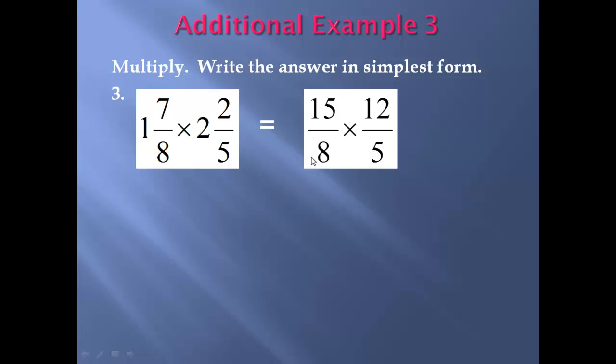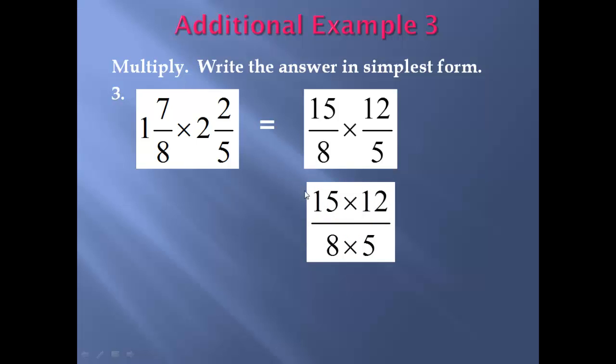Now we're going to multiply the numerators and multiply the denominators. So we have 15 times 12 on top and 8 times 5 on the bottom. Now we look to see if we can simplify. 5 and 15 can both be divided by 5. So 5 divided by 5 is 1, and 15 divided by 5 will be 3. Now we can see if we can simplify 12 and 8. We can divide both 12 and 8 by 4. So 8 divided by 4 would be 2, and 12 divided by 4 would be 3.